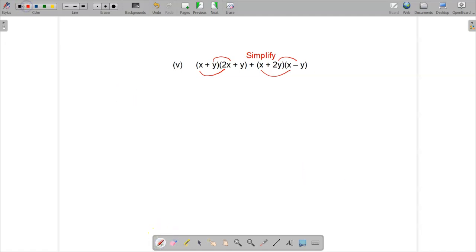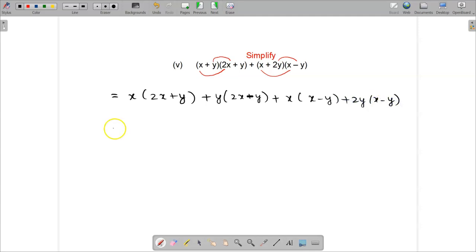So how can we write this? First, x is multiplied with both the terms, so x into 2x plus y. Similarly, plus y is multiplied with both the terms available within the bracket. Similarly, x is multiplied with both the terms available within the bracket. Similarly, plus 2y is multiplied with x minus y. And once you have done this, we need to simplify.